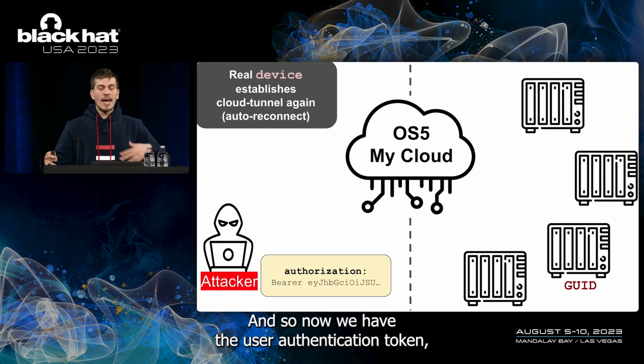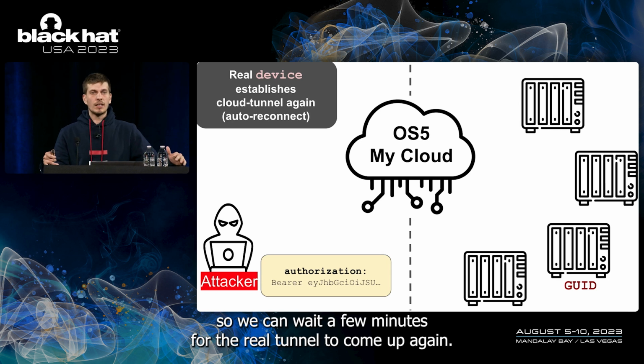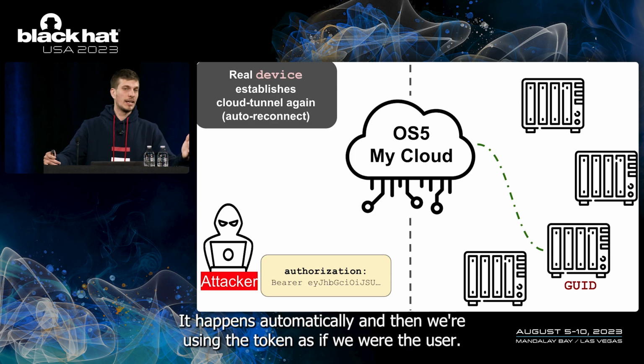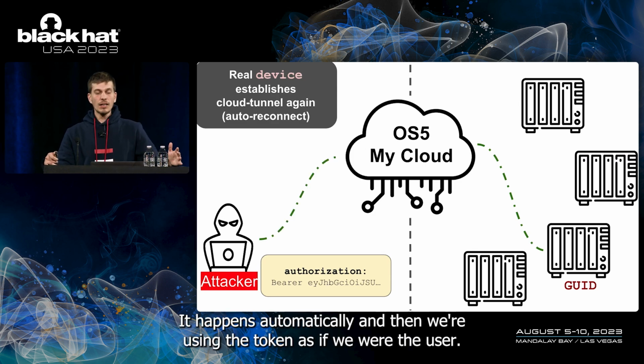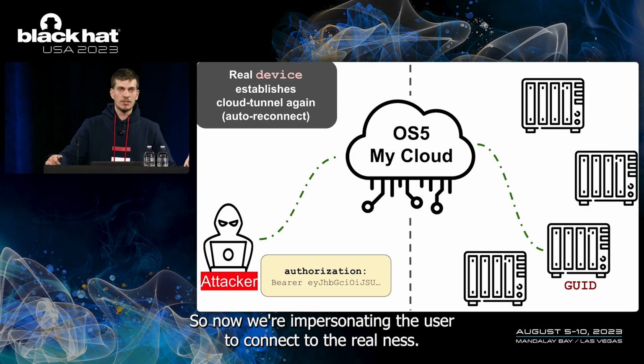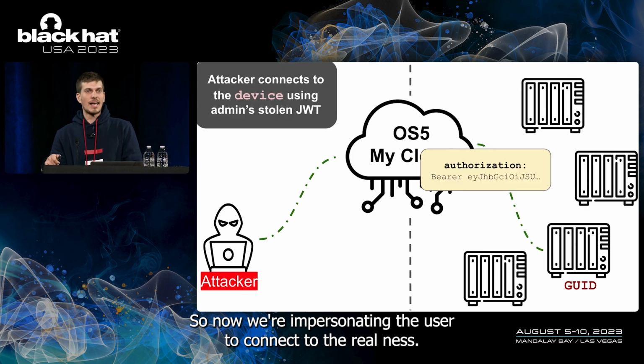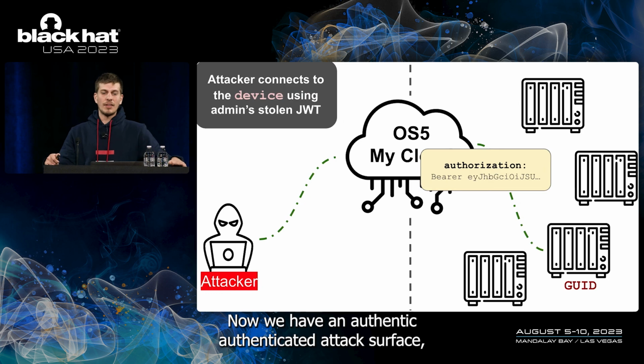And so now we have the user authentication token. So we can wait a few minutes for the real tunnel to come up. Again, it happens automatically. And then we're using the token as if we were the user. So now we're impersonating the user to connect to the real NAS. Now we have an authenticated attack surface.